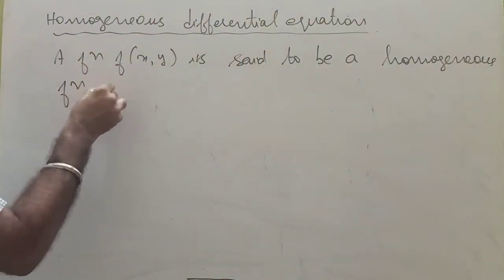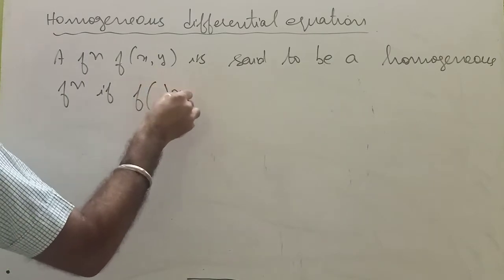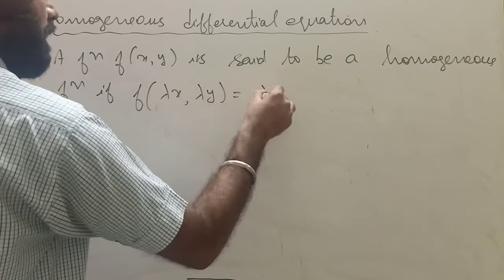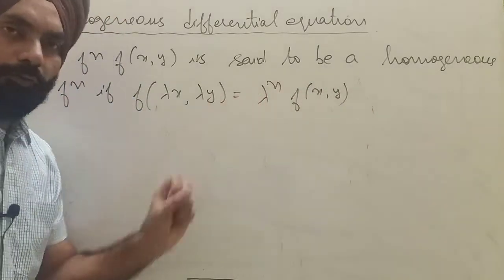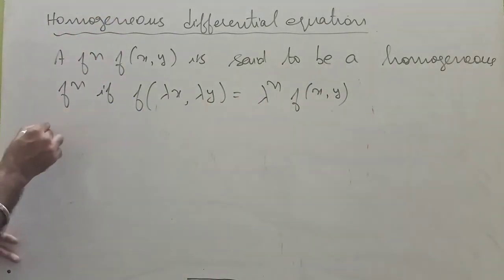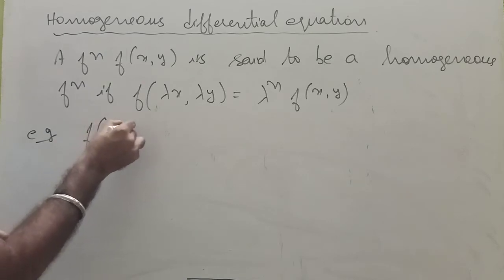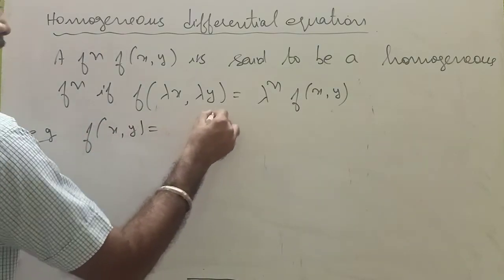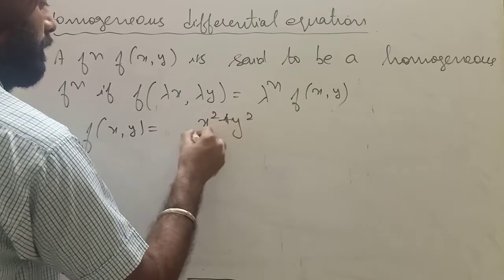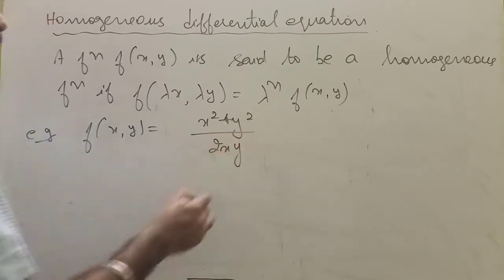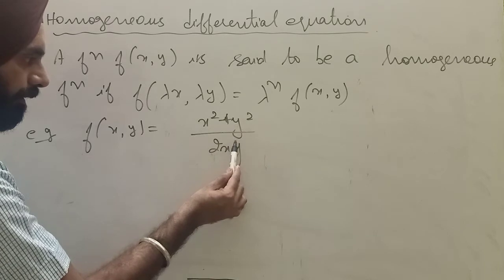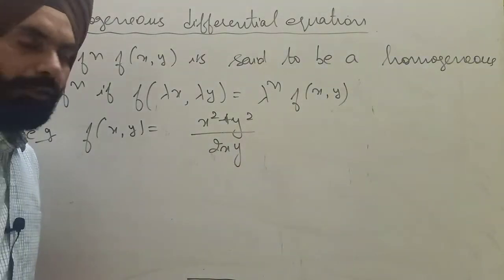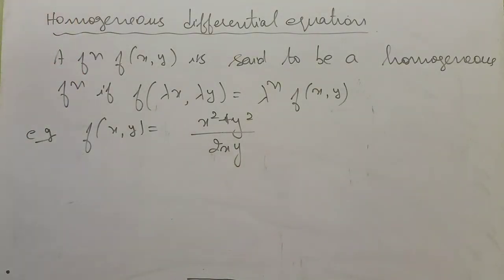if f of lambda x comma lambda y is equal to lambda raised to n into f(x,y), where n is the degree of the function. For example, if f(x,y) is equal to, let us take, (x square plus y square) by 2xy. This is a homogeneous function, we know, because the degree of every term is 2. If the degree of every term is same, then that function is said to be homogeneous function.